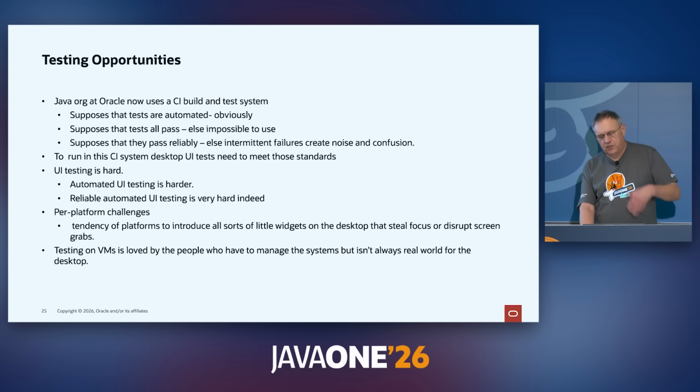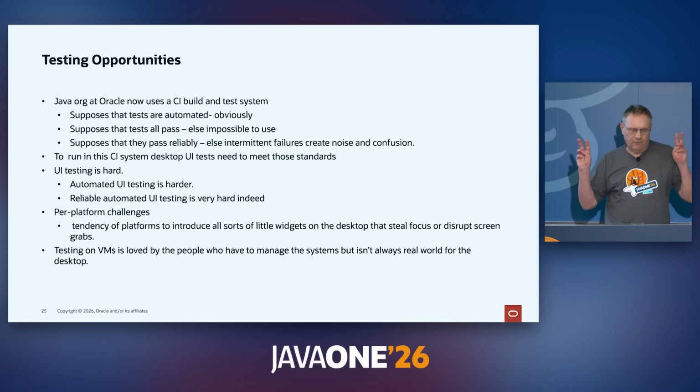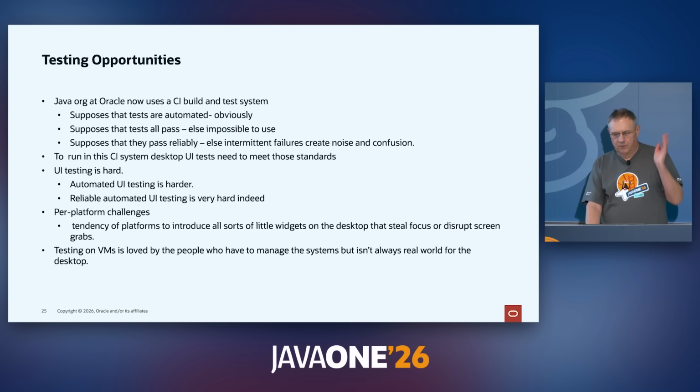So we now, internally at Oracle, have a CI build-and-test system. It's called Mach 5. Obviously, this requires automated tests. A great number of our tests are automated. But it also supposes that all the tests pass. If hundreds of them fail, nobody will know what's going on. And then, even if they pass, they can't just pass half the time. They've got to pass all the time, or very, very rarely fail, because these tests could be run dozens of times in a day.